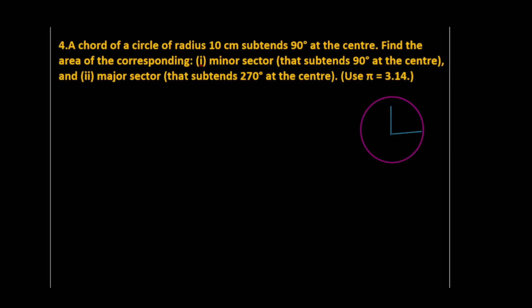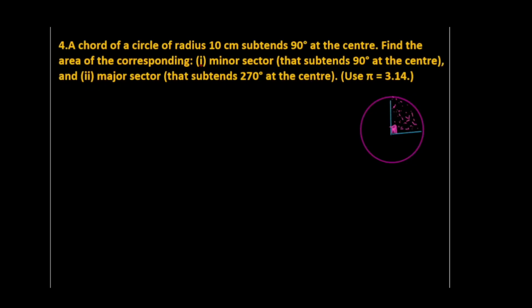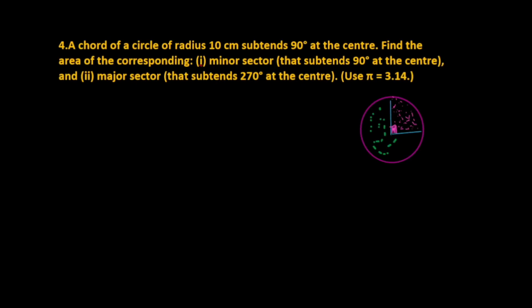This is minor sector one side and major sector another side. Here, this is minor sector. This portion is minor sector. The angle given here is 90 degree. This portion, minor sector, angle 90 degree, and this is our major sector. This is major sector.